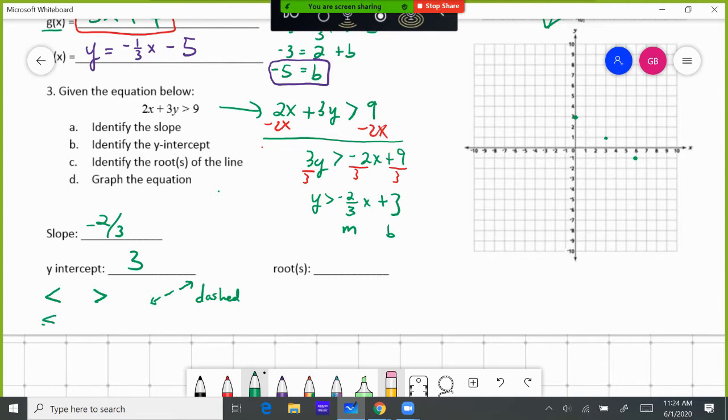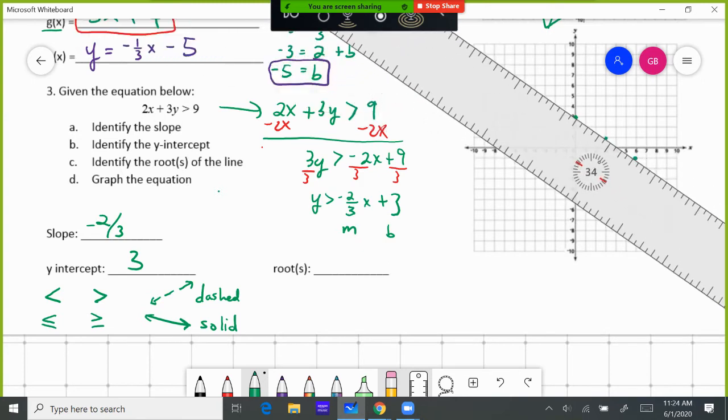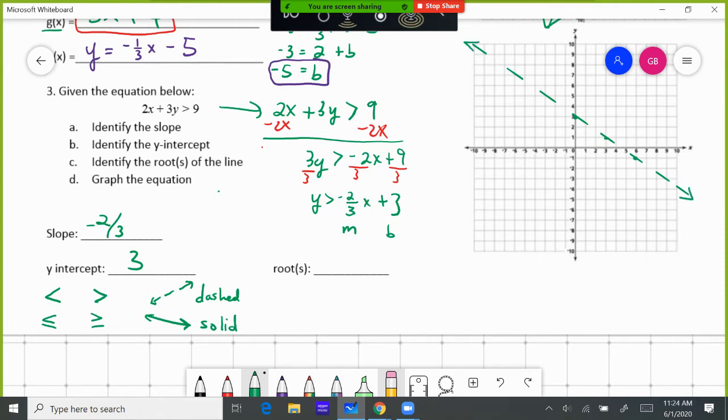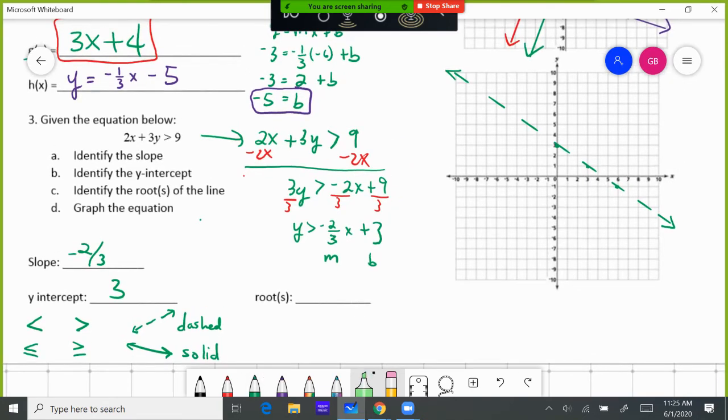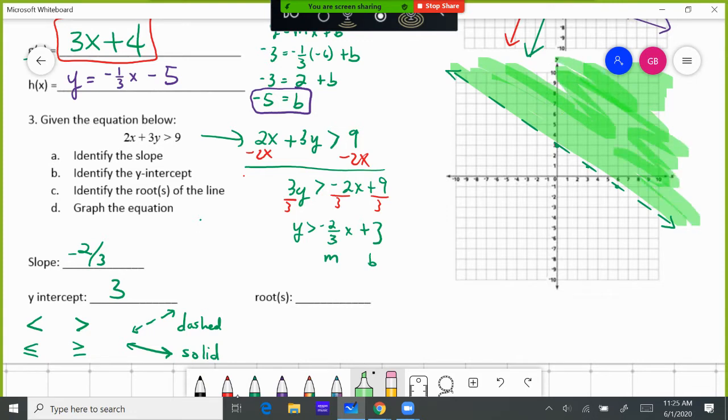If it's less than or equal to, or greater than or equal to, you're going to draw a solid line. This particular inequality is greater than, so we're going to draw a dashed line. And since it's greater than, we're going to shade above. So shade above the dashed line. So all that shaded region is a possible solution.